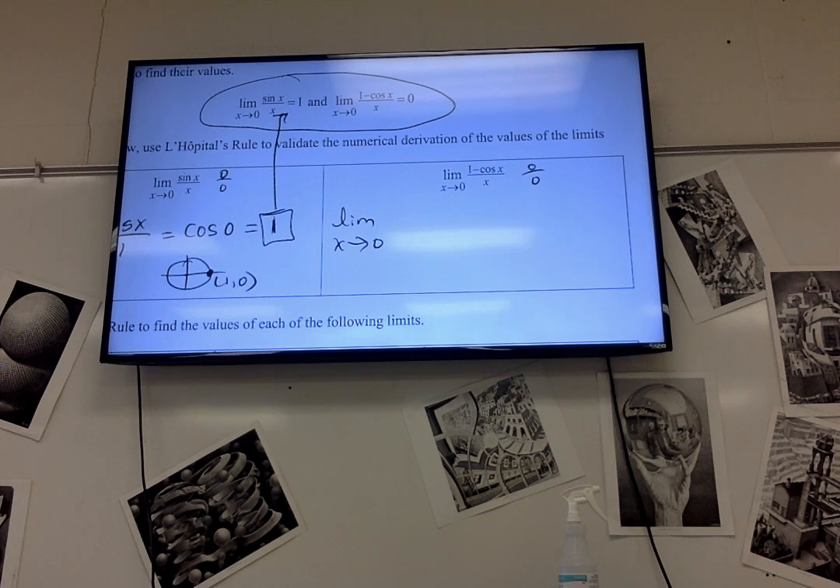So the derivative of negative cosine x. The derivative of cosine of x is negative sine. So if you have a negative in front of it, it's positive sine over 1. And the sine of 0 is 0 because it's the y coordinate.